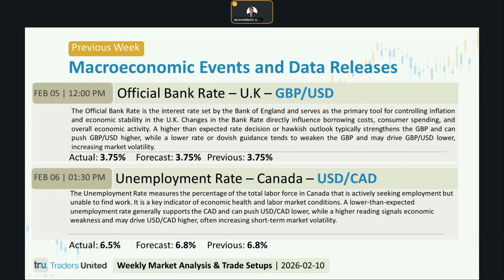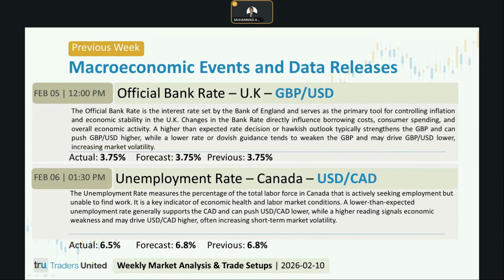The overall analysis and the key takeaway is that although the Bank of England delivered no surprise in the interest rate decision, the market reaction was clearly bearish for the British pound. The absence of hawkish guidance and growing concern over economic growth led forex traders to sell the pound, resulting in a downward move in the GBPUSD currency pair. This event reinforces the importance of central bank guidance over headline numbers.